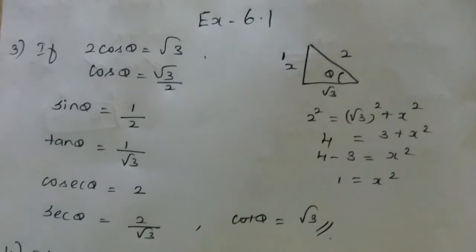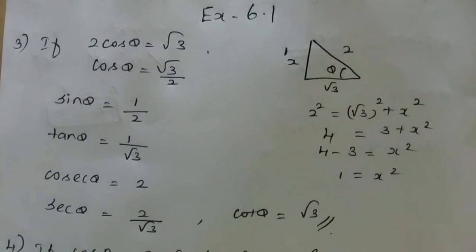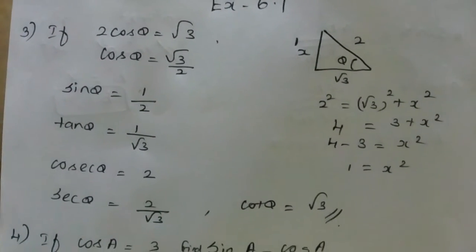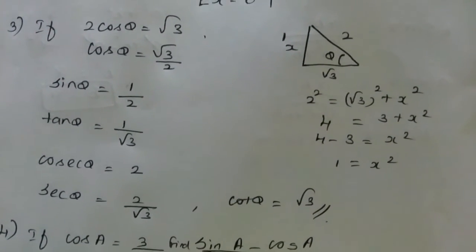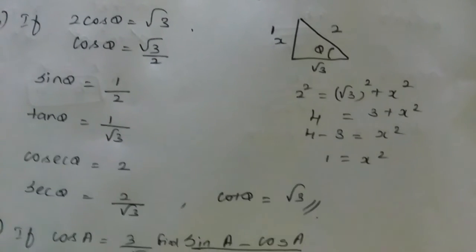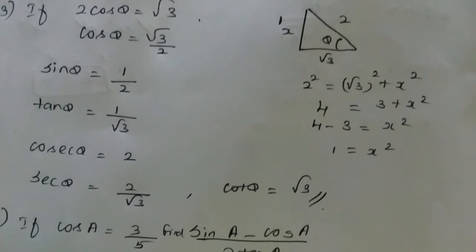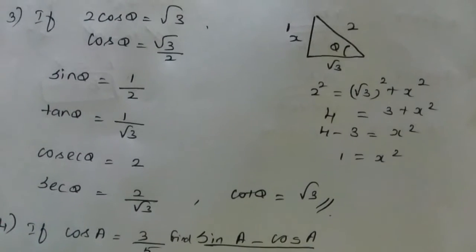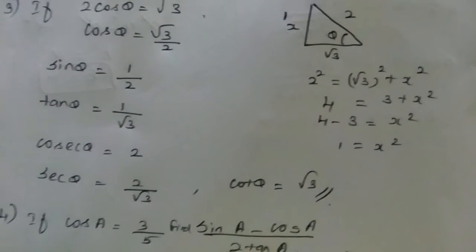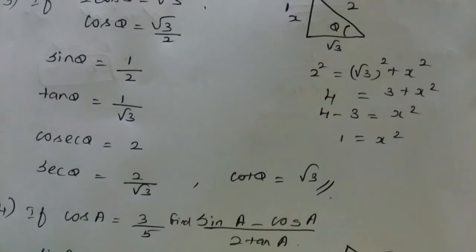Good morning, students. Today we are going to see exercise 6.1, the third Roman letter. If 2 cos theta is equal to root 3, find the other values, all the trigonometric ratios of angle theta. That is the question. That means you have to find sin theta, tan theta, cosecant theta, cot theta.